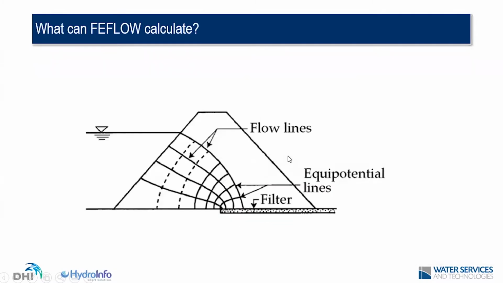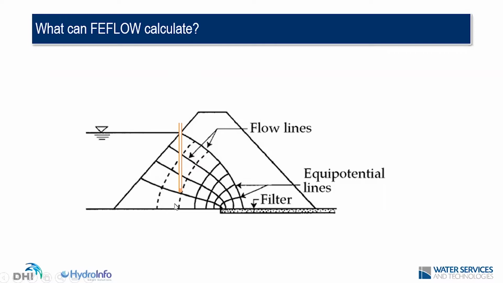In fact, what can FEFLOW calculate? FEFLOW can calculate equipotential lines, so areas where each point, this point here, has the same potential as this point, and so on. If the dam is isotropic, then the flow lines would be perpendicular to the potential lines. So FEFLOW can calculate that.